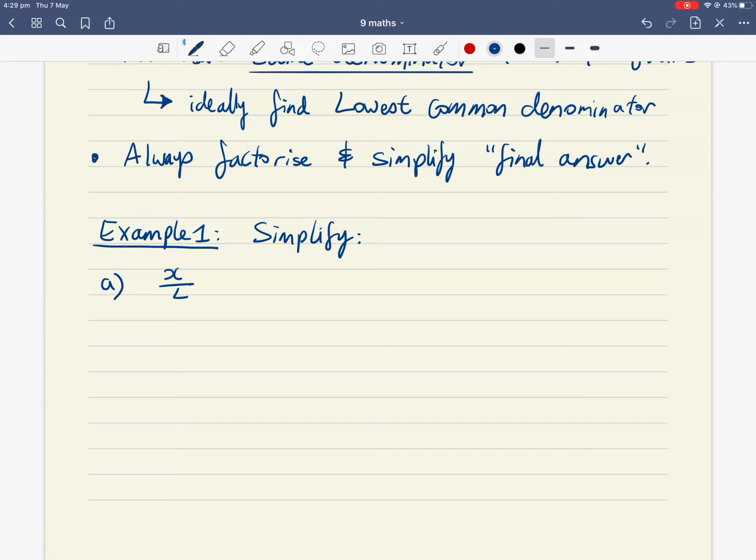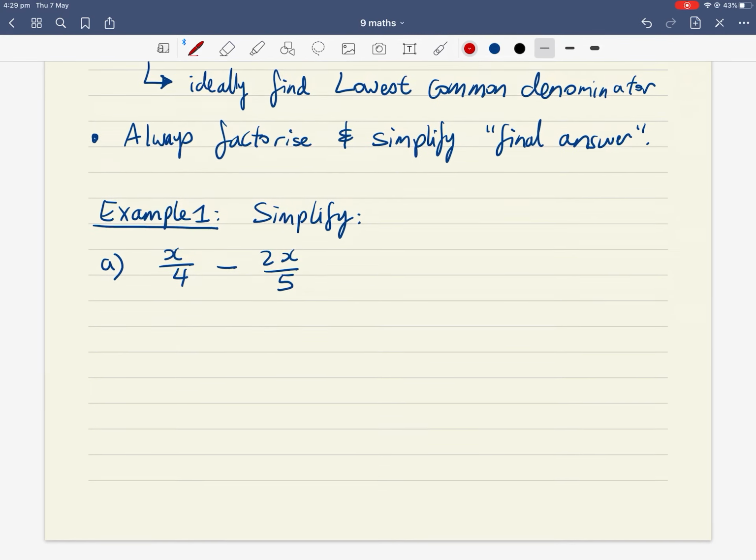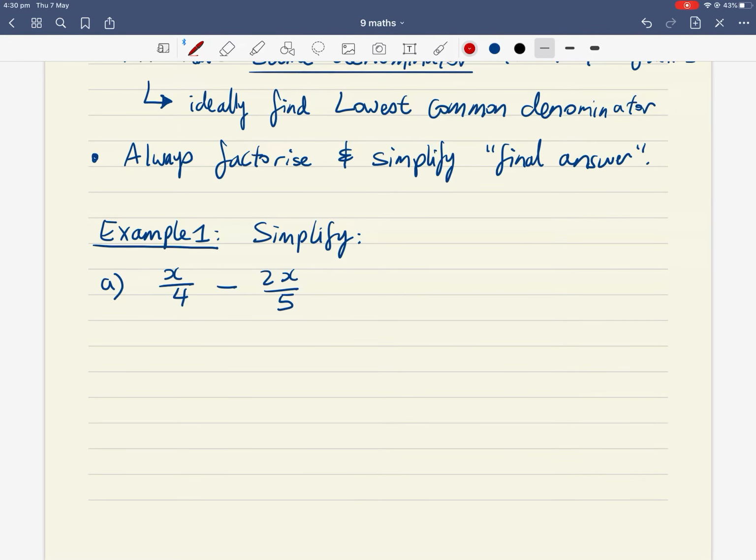So part A, we want to simplify x on 4, take away 2x on 5. So right now we can't really do anything to two fractions because the denominator is not the same. So we need to make sure the denominators are the same for both fractions before we can subtract them. So we're trying to find the lowest common denominator between 4 and 5. Well, that's 20.